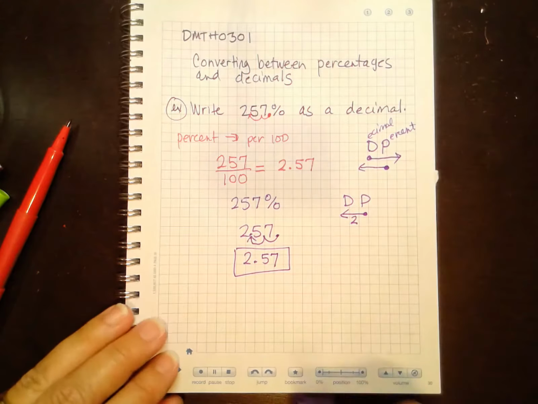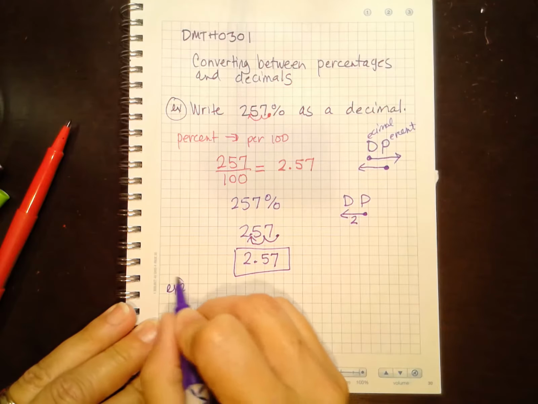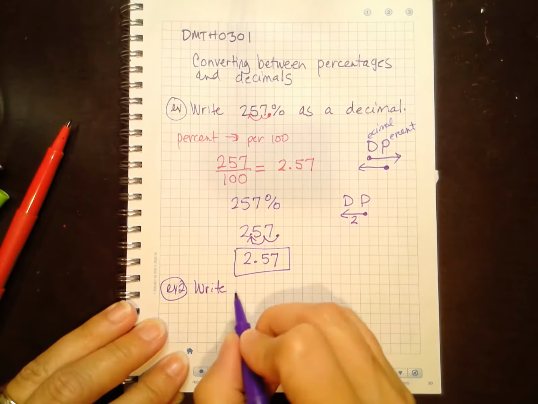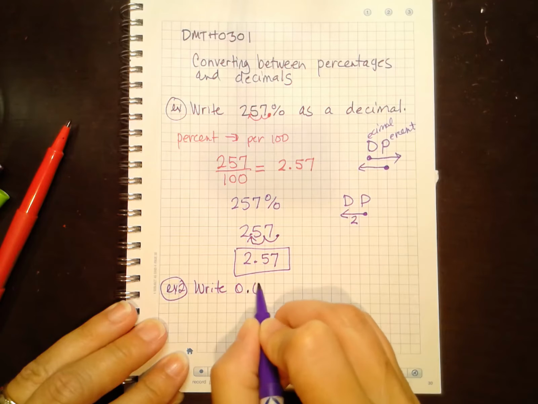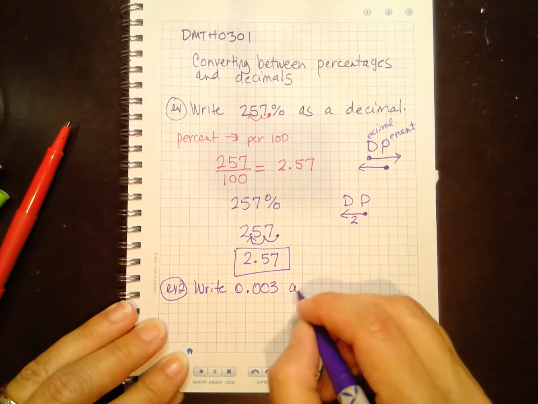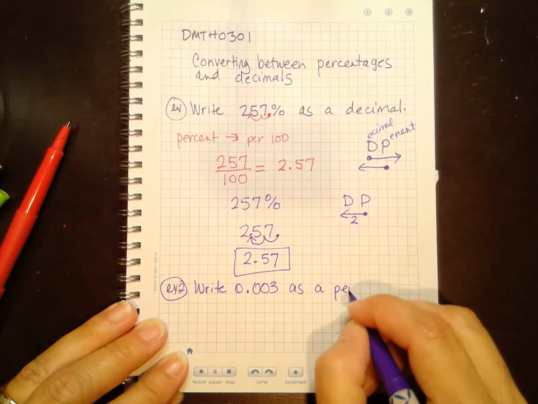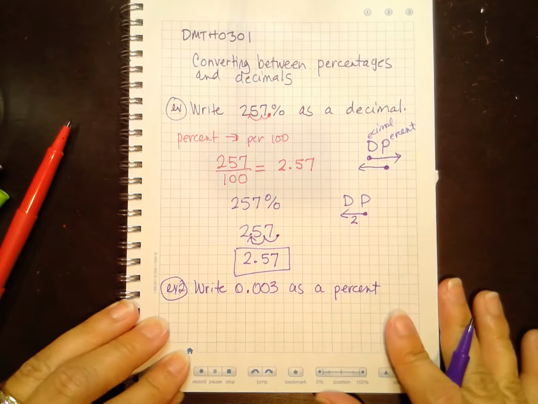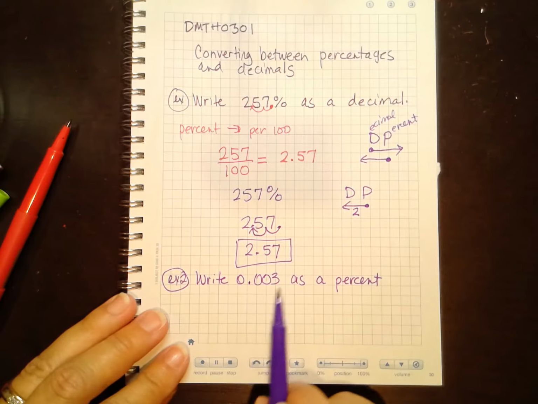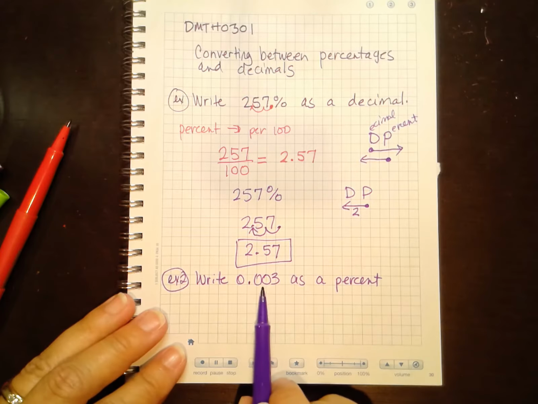Now let's look at it the other way. Suppose that I want to write a decimal. Here's my decimal. This is 3/1000ths as a percent. Okay, so this is not a percent. It doesn't mean per 100. This is just a decimal guy, okay? Just a plain decimal guy.